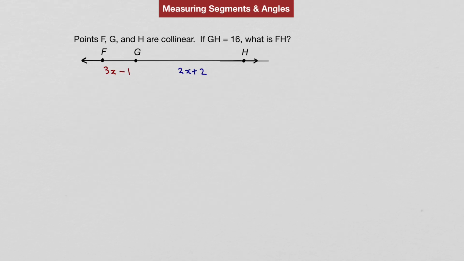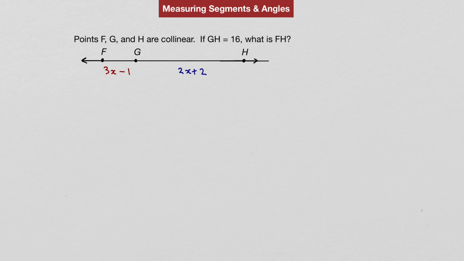Let's suppose that we have points F, G, and H on a line, and they are collinear. The term collinear means that these points all lie on the same line. If segment GH right here is equal to 16, what is the segment FH? Okay, so how do we do this?